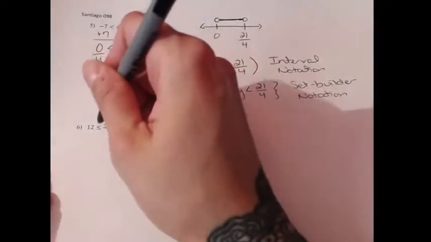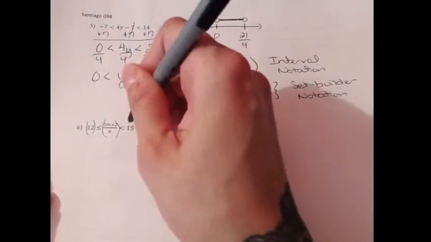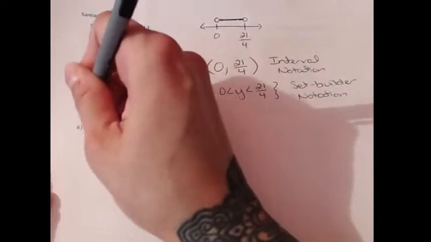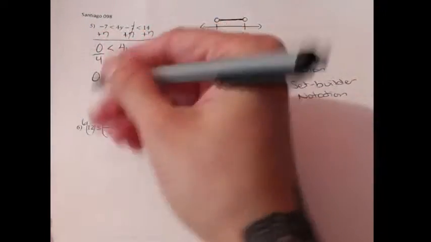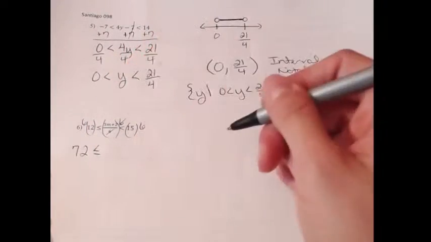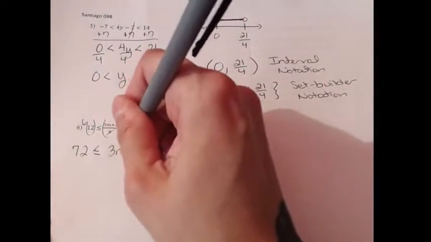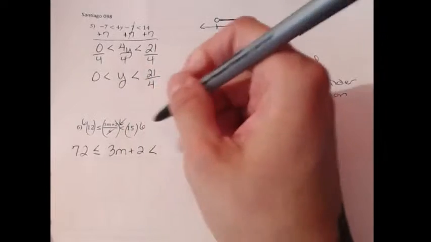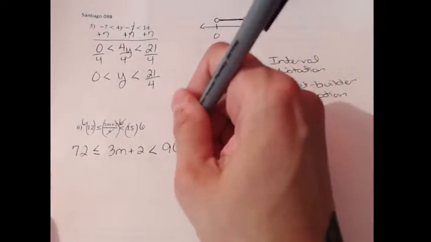So the first thing we're going to do is multiply every term by 6. So hopefully that isn't too cluttered. 6 times 12 is 72. That's less than or equal to. Notice your 6's are going to cancel. So you have 3m plus 2 is less than, and then 15 times 6 is 90.